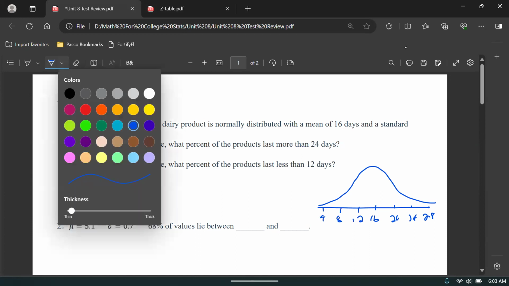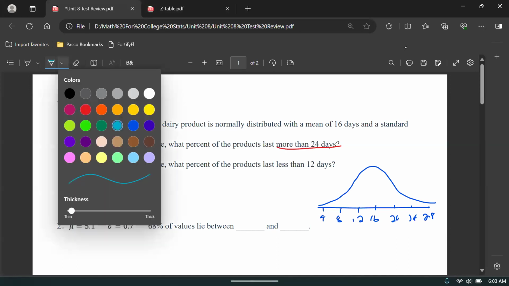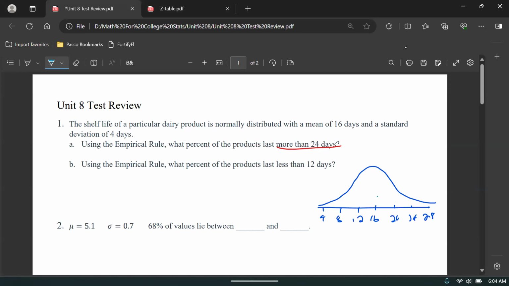All right, so now it's asking, the first part is about lasts more than 24 days. Before I actually do that, let me label these, so you guys can remember each of these regions, because you're going to need to know these regions. So we know, again, we have 34% here, 34 here. This one's 13.5, 2.35, and then 0.15. Same thing on this side, 13.5, 2.35, and then at the very end, 0.15.